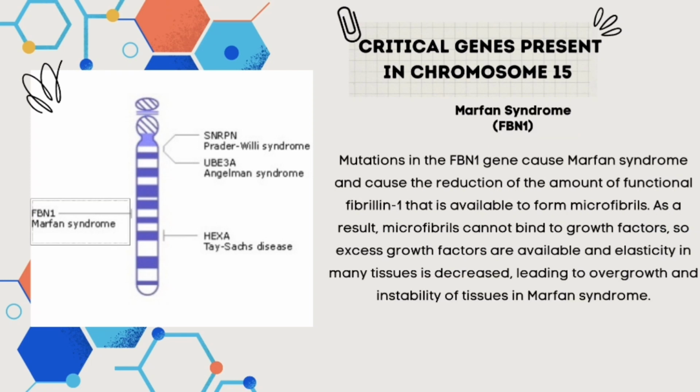And lastly is Marfan syndrome, which is FBN1. The mutation in the FBN1 gene causes Marfan syndrome and causes a reduction of the amount of functional fibrillin 1 that is available to form microfibrils. As a result, microfibrils cannot bind to growth factors, so these growth factors are available in excess and elasticity in many tissues is decreased, leading to overgrowth and instability of tissue in Marfan syndrome. That's all for me. Thank you.